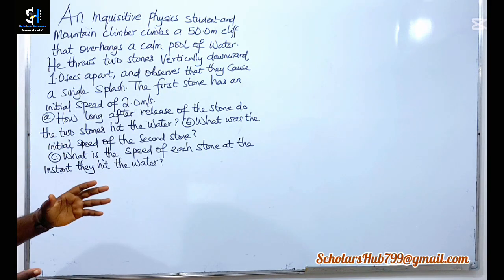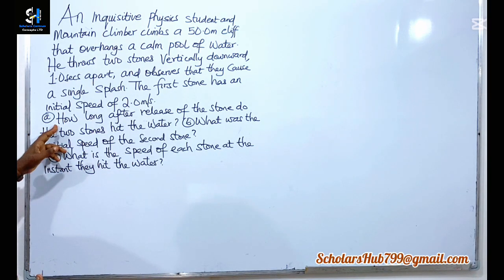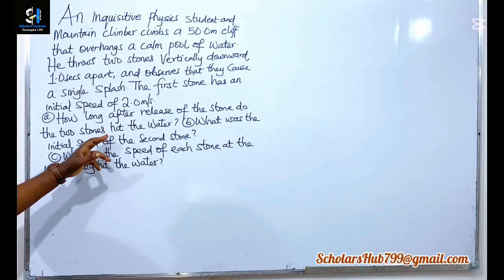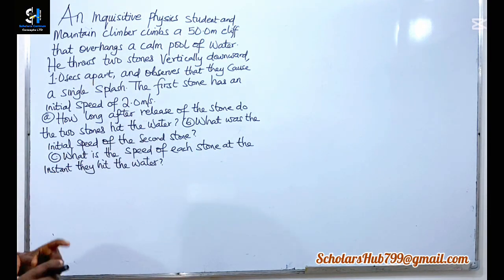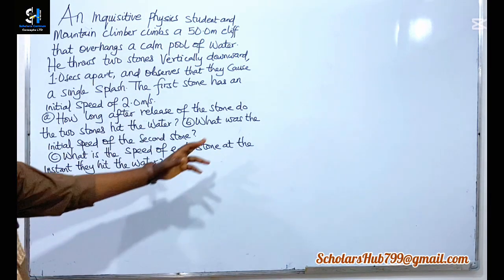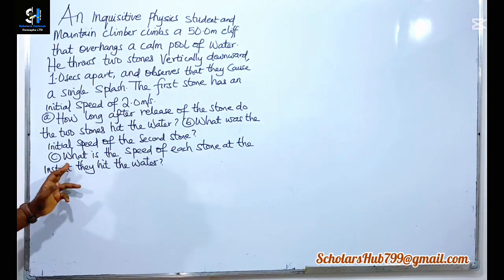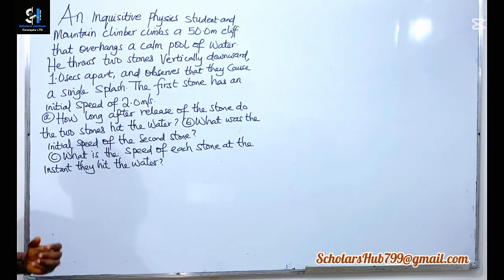So the first task is for us to calculate how long after release of the stone the two stones hit the water. That's the first question. Now the second question is, what was the initial speed of the second stone? Then also we have, what is the speed of each stone at the instant they hit the water?